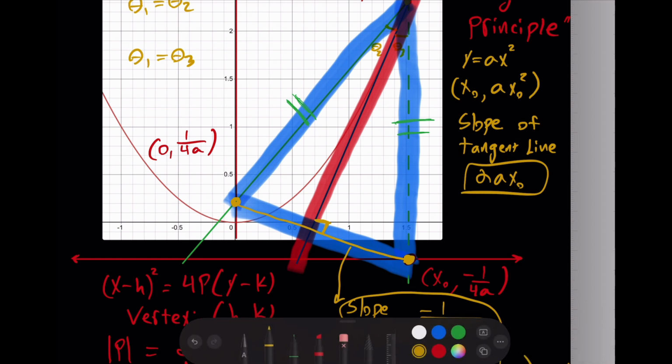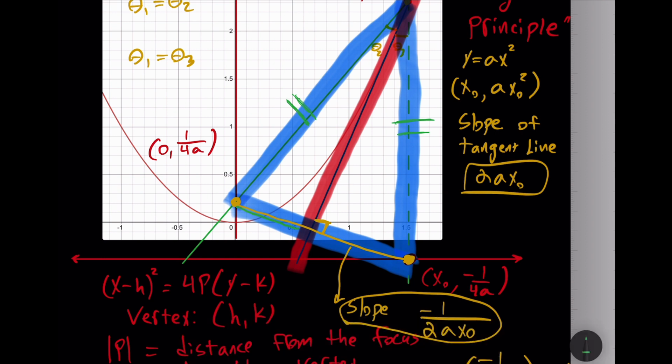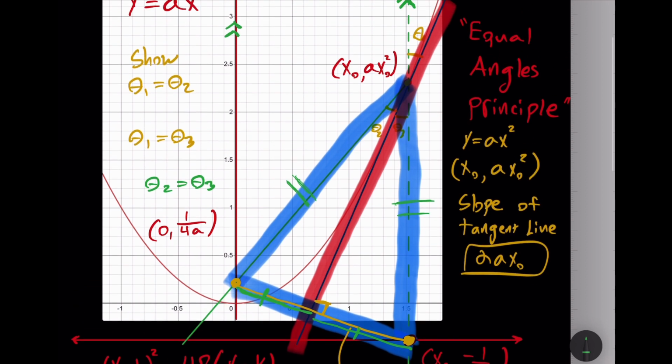So that implies that this right here and this right here are equal. But if that's the case, it must be that theta 2 equals theta 3. And because we know that theta 3 equals theta 1, it therefore follows that theta 1 equals theta 2. So this actually proves the so-called reflection property.